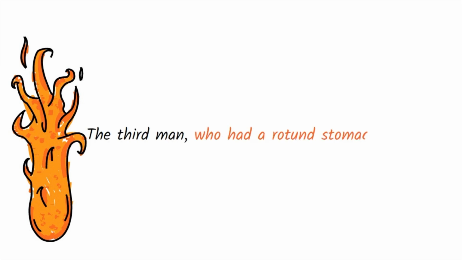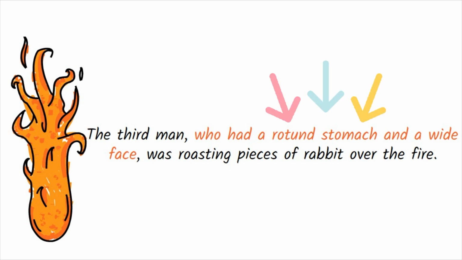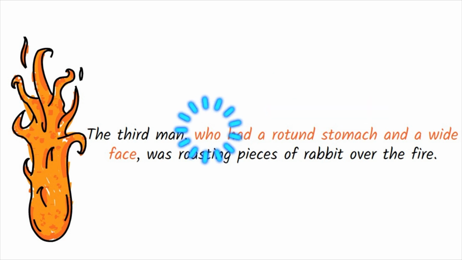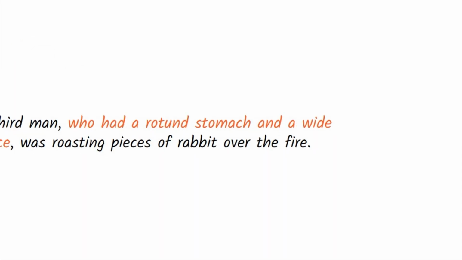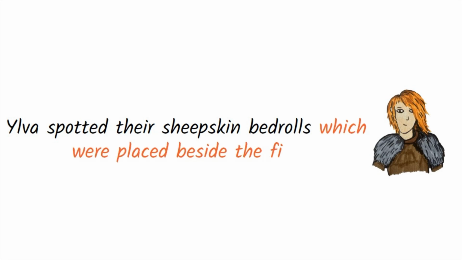The third man, who had a rotund stomach and a wide face, was roasting pieces of rabbit over the fire. The relative clause can be seen in the centre of the main clause and starts with the relative pronoun who. The relative pronoun who works well here, as the detail is being added about the third man, so it relates to a person.